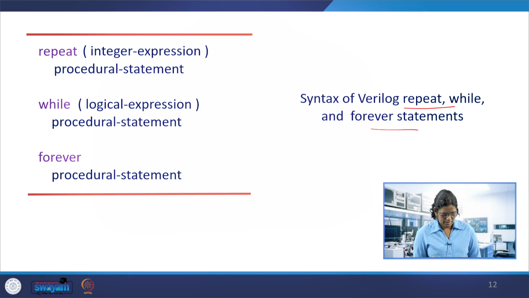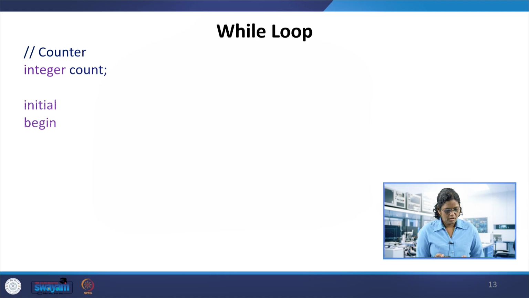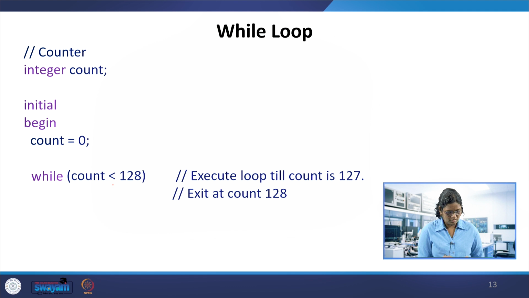Okay, so we'll see some examples of these loops. First, the while loop with integer count, the same example of the counter. Here is initial begin, count equal to 0. First initialize it to 0, and then while, the logical expression needs to be count less than 128. In the for loop what we used was count less than 128, so this loop will execute up to 127. Or you can write less than or equal to 127 also. That is also fine.